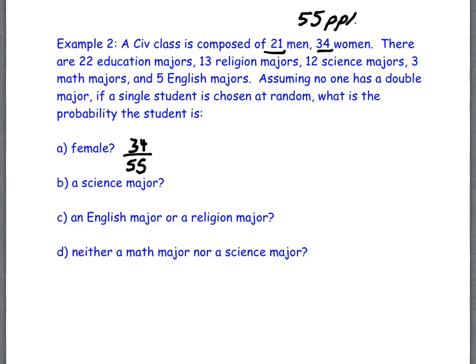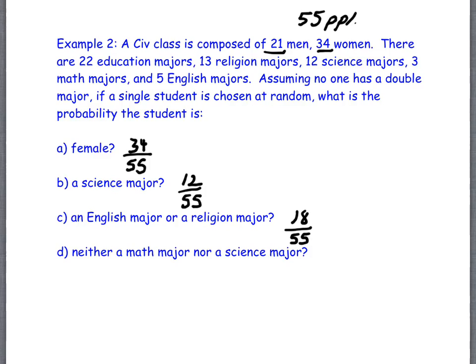How about a science major? 12 out of 55. Can we reduce that one? Nope. All right, now we actually have the English or religion that I was mentioning before. An English major or a religion major. And it matters, again, right, that there's no double counting. So how many English or religion majors do we have? There are 18 out of the 55. And does that one reduce? No. Evidently, I didn't choose very fun numbers since they don't reduce, huh?